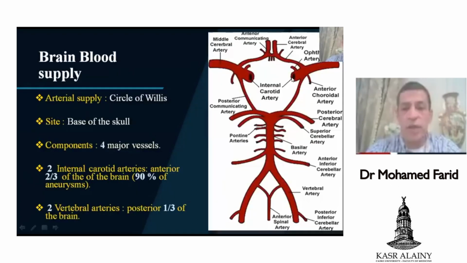Arterial supply of the brain is by the circle of Willis, which lies at the base of the skull. Main components are the 4 major vessels. 2 internal carotid arteries supply the anterior 2/3 of the brain. 90% of the aneurysms lie in the anterior circulation. 2 vertebral arteries supply the posterior 1/3 of the brain.